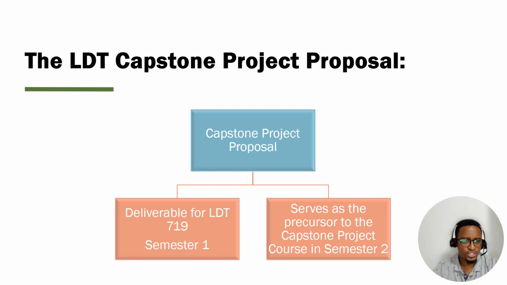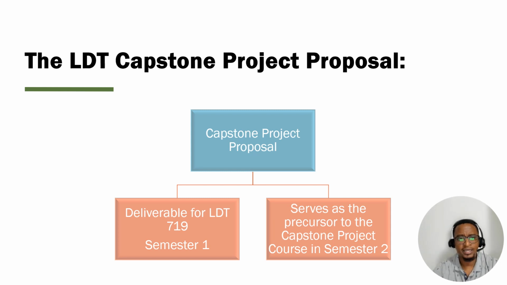The capstone project proposal is a deliverable that takes two forms. In semester 1, we are required to submit it as a deliverable for LDT 719. In semester 2, this project proposal will be the precursor to a course that we are going to enroll in when we move to the second semester, known as the Capstone Project course. It's an independent course, different from the Research Methods course.